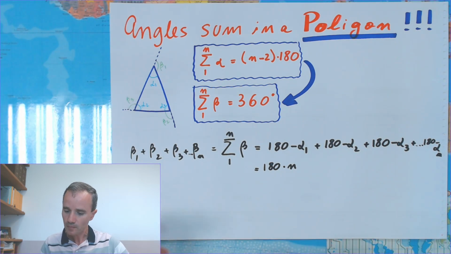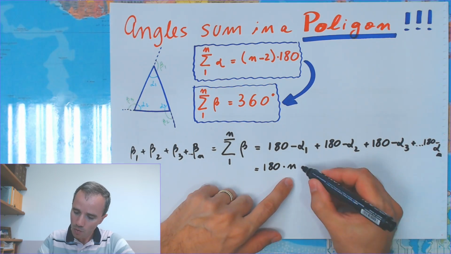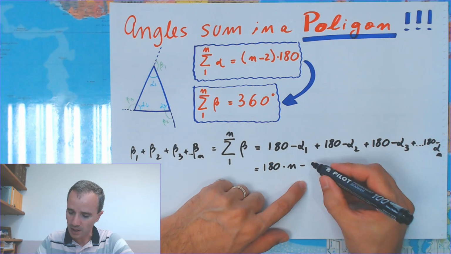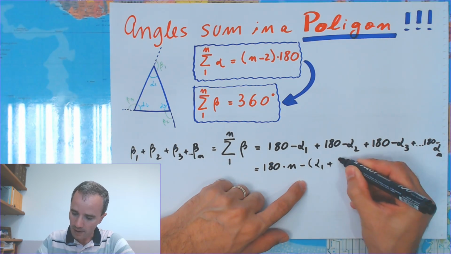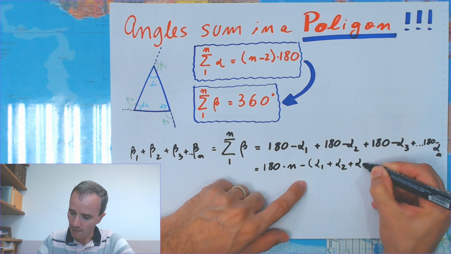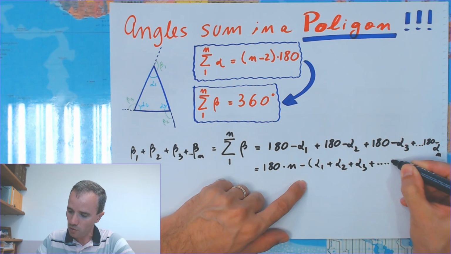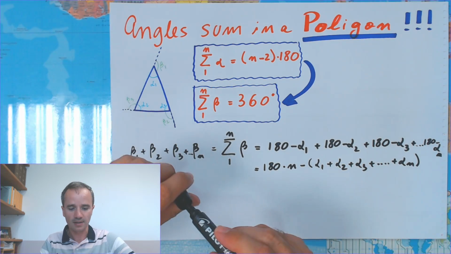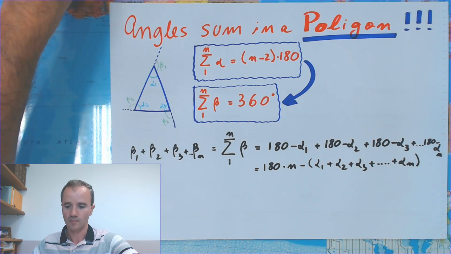Now we just have a bunch of alphas. Alpha 1, alpha 2, alpha 3, etc. Alpha 1 plus alpha 2 plus alpha 3 plus etc., all the way to alpha n. Well, but what is that? What is this?